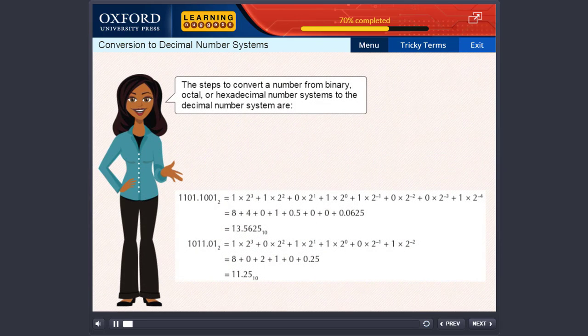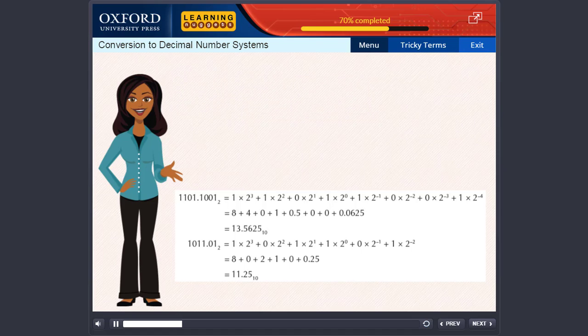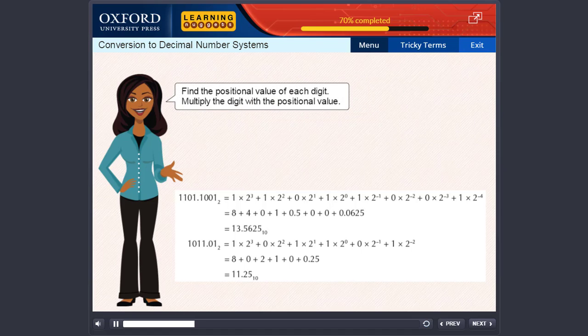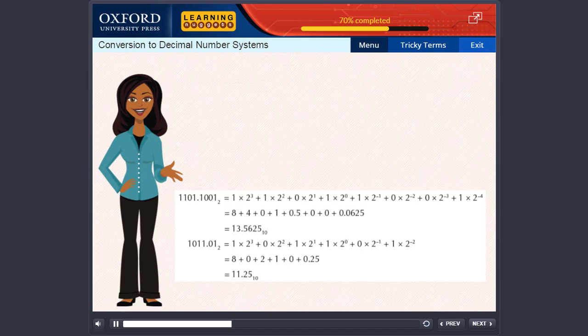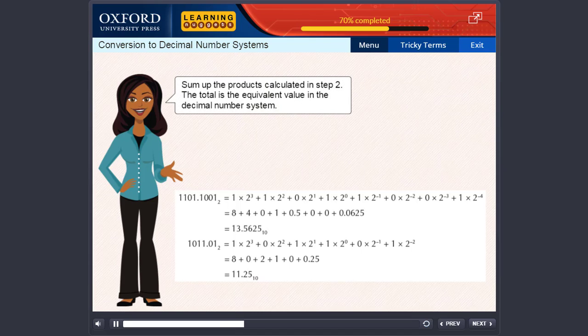The steps to convert a number from binary, octal, or hexadecimal number systems to the decimal number system are: find the positional value of each digit. Multiply the digit with the positional value. Sum up the products calculated in step 2. The total is the equivalent value in the decimal number system.